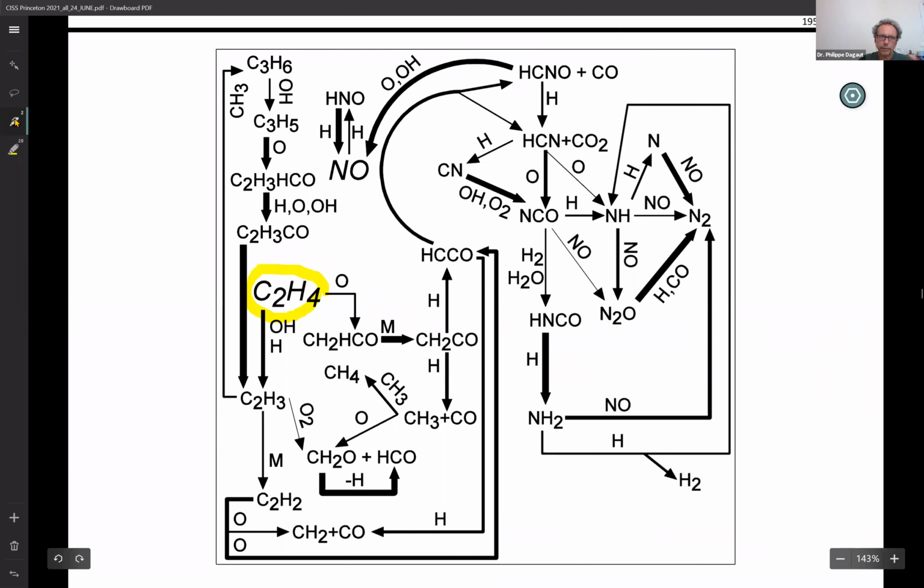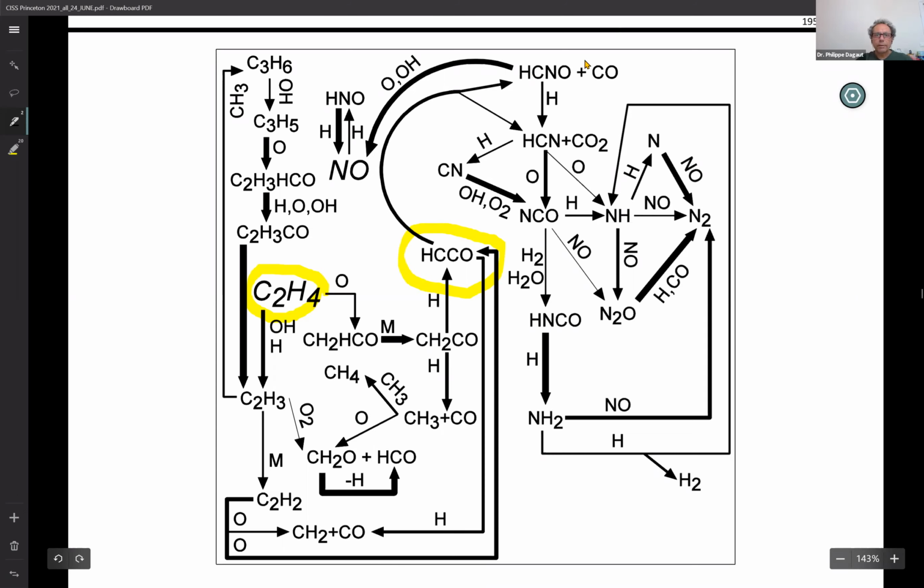HCCO is really a key compound. It reacts with NO to produce HCNO. And HCNO can partly reform NO by oxidation by O atoms and OH radicals. So you get NO, and then you have a kind of interplay between NO and HNO. So NO can produce HNO, but HNO mostly reforms NO. So this is not the interesting part. The interesting part is here.